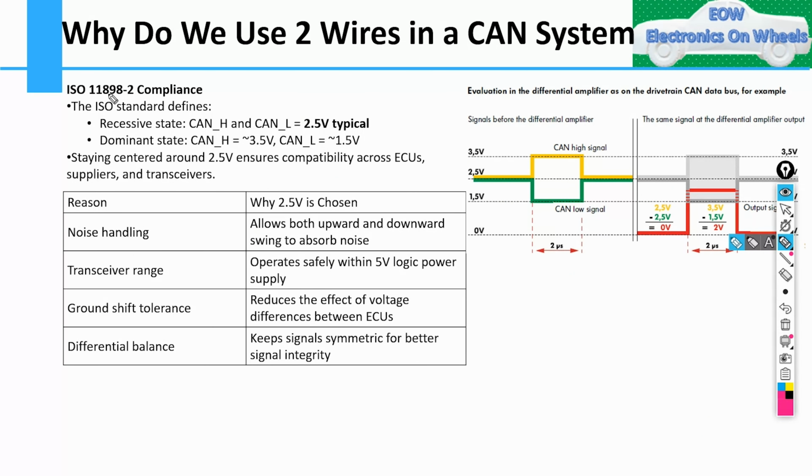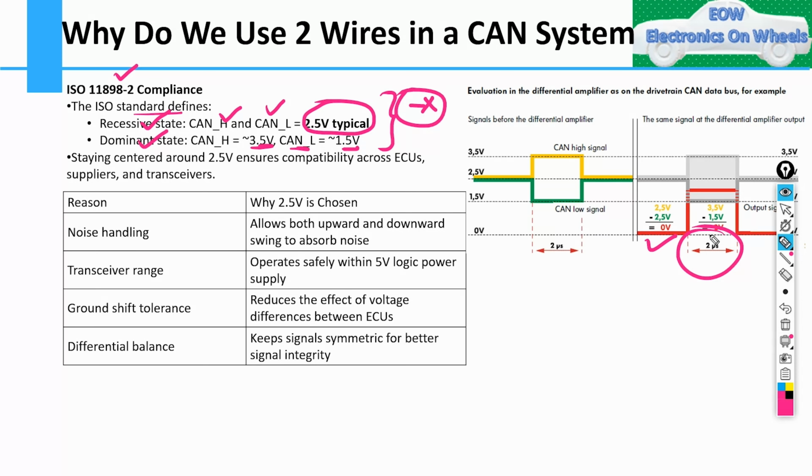The standard which the CAN system is complying with here is 11898-2. This is the standard. This standard defines the recessive state CAN high, CAN low as 2.5 volt typical. Dominant state CAN high would be 3.5, CAN low would be 1.5. Okay, but we have seen that when you have noise with the X factor, there is no difference coming on the output of the differential amplifier. It remains the same. It will be 0 only, and it will come under the 2 volt.